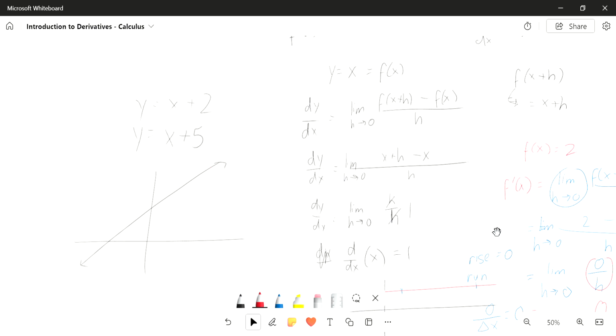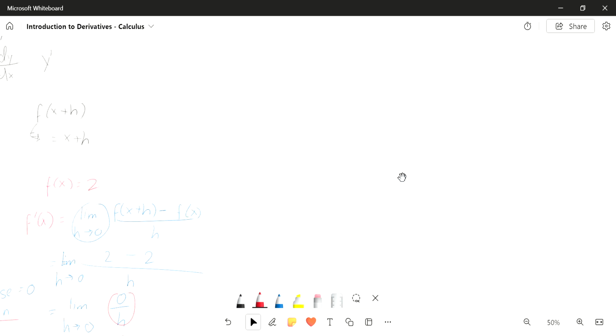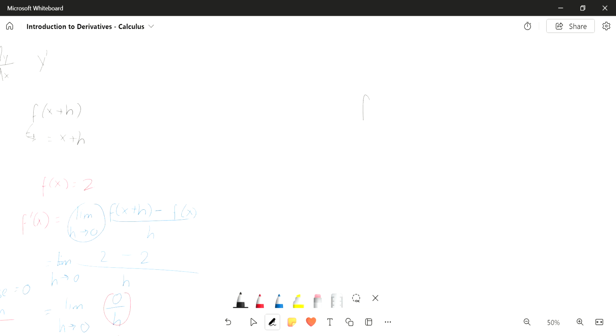But now we'll start with something more difficult, quadratic. So take f of x as x squared. That would mean that f prime of x is the limit of f of x plus h minus f of x all over h as h approaches 0. So since f of x is x squared, f of x plus h is x plus h all squared. And then you subtract x squared and have h here.